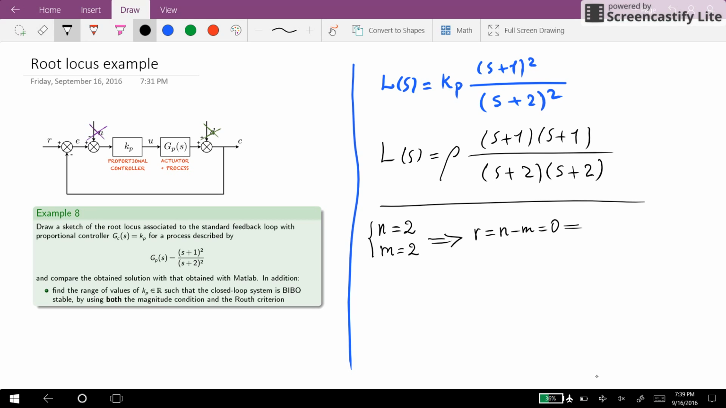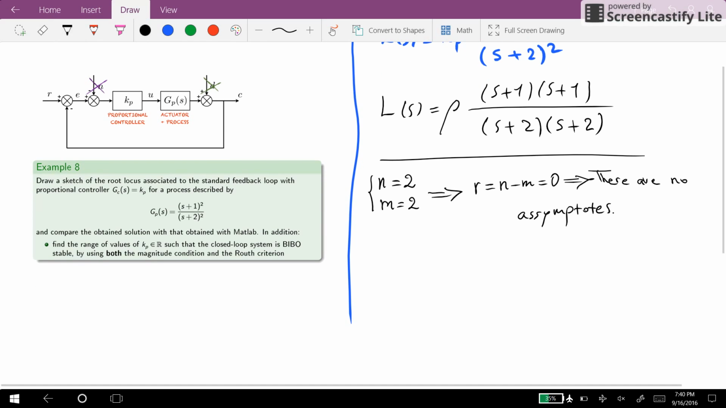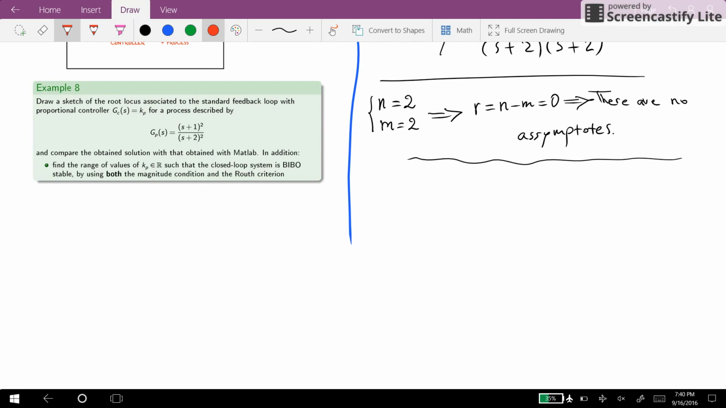This means that there are no asymptotes for this system. Both branches will start from the poles and they will go towards the zeros as rho goes towards infinity or minus infinity. So we can start to draw the root locus for this system.